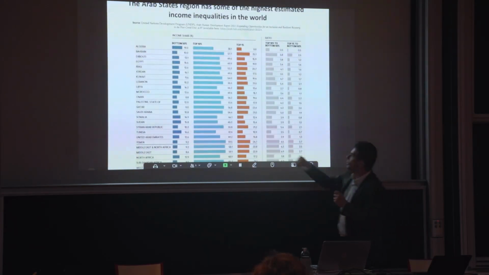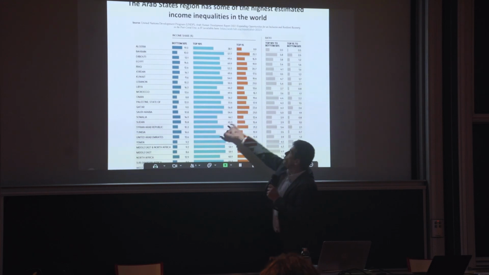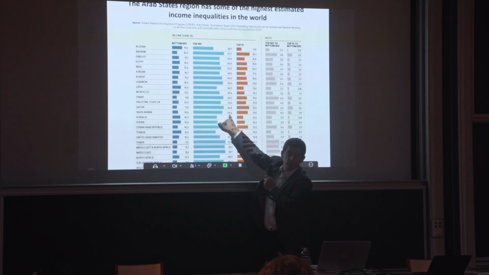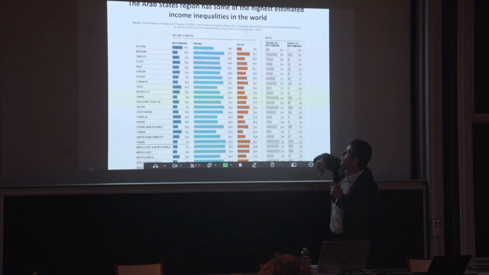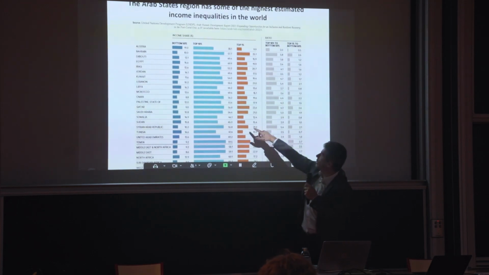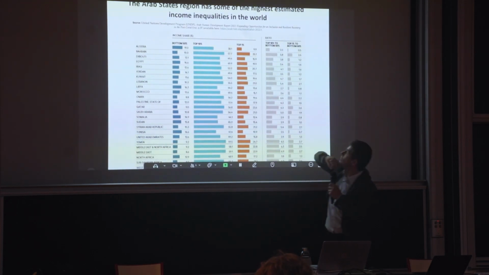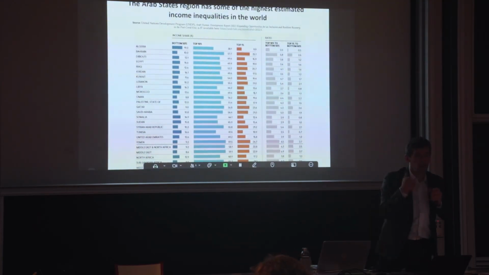When you look at Saudi Arabia, for instance, the top 10% of the nationals own something like 55% of the total wealth of the country. And it's even more in a country like Qatar, 57%. So there is extremely high disparity between nationals when you look at the top 1% or the top 10%.